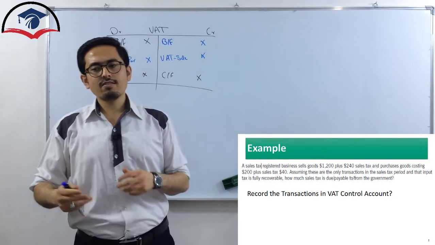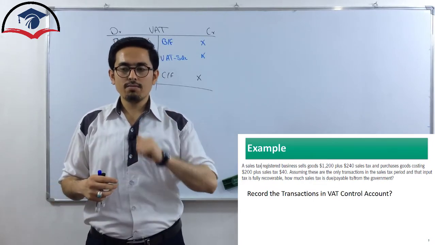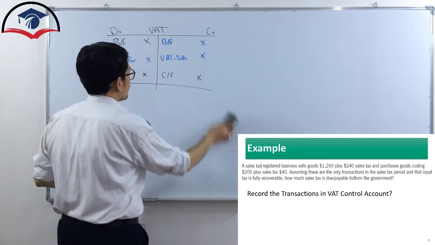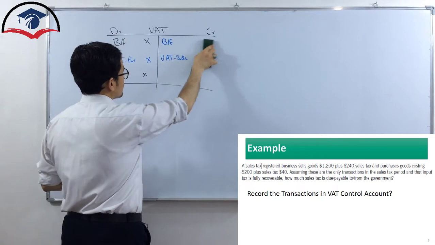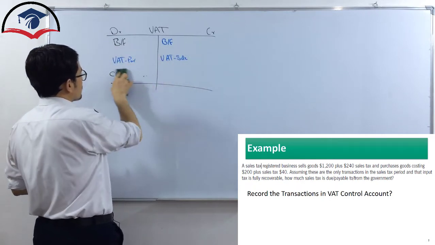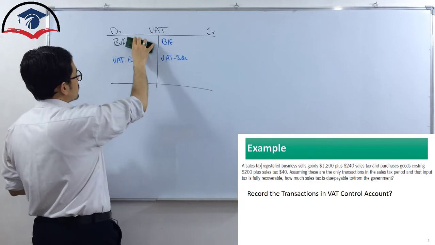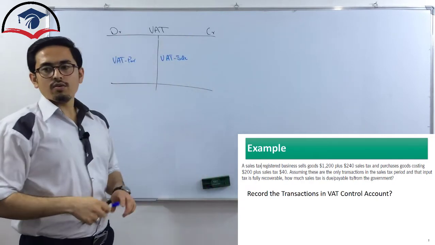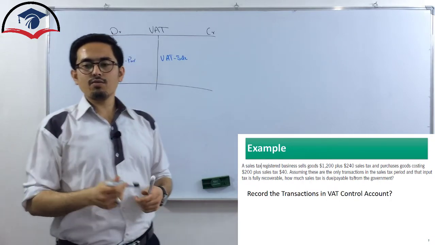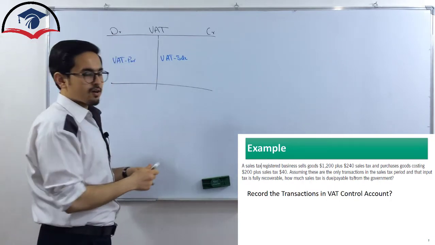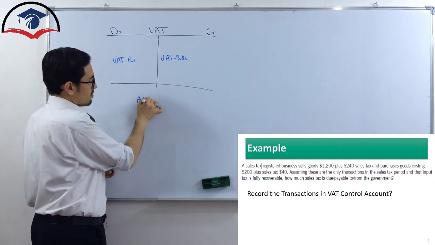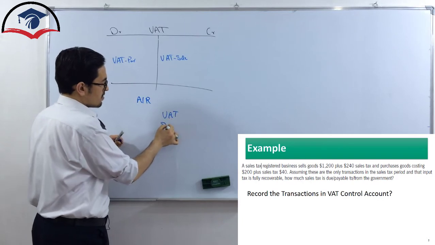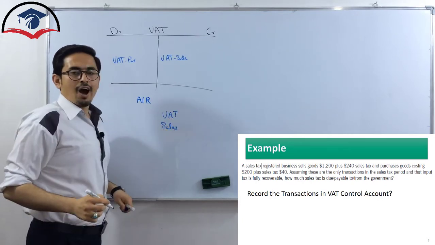How much sales tax is due or payable to or from the government? Record the transactions in the sales tax control account. The control account is here already. So you can see there is no brought forward, there is no opening balance here. That's why we will erase that. For the first point, we have some sales of $1,200. What we're going to record, the account receivable will be debit, value added tax will be credit, and the sales will be credit as well.